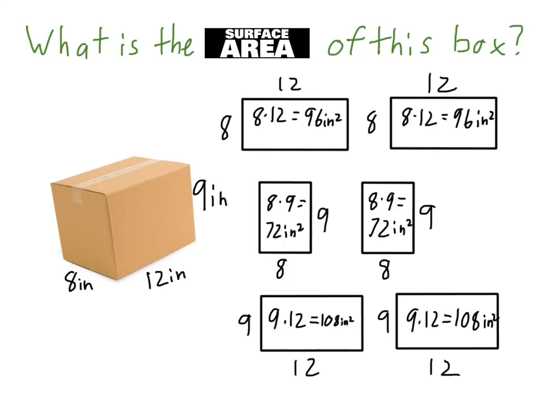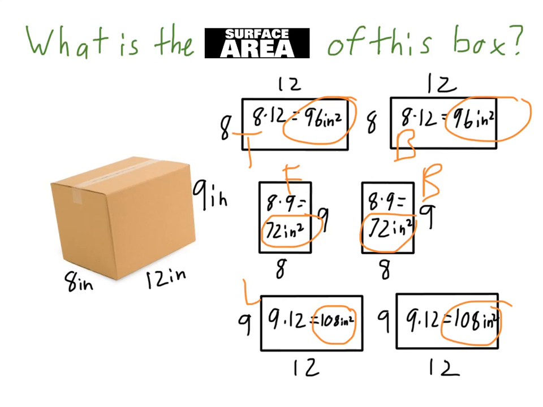Okay, so now we know the area of each one of these figures. So the area of this one is 96. The area of this one is 96 also. The area of this one is 72. The area of this one is 72. The area of this one is 108 and 108. And again, remember, this is the top, this is the bottom, this is the front, this is the back, and this would be left and right on our box. Okay, so if we were to add all of those up, that would give us the surface area.